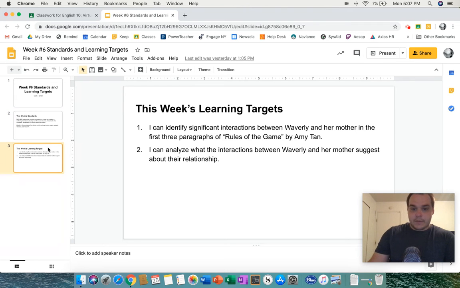If we look at them as far as learning targets are concerned, this week I'm asking you to identify significant interactions between Waverly, who's the main character of the story that you're reading, and her mother in the first 3 paragraphs of Rules of the Game by Amy Tan. And number 2, I can analyze what the interactions between Waverly and her mother suggest about their relationship. So that's our learning targets. That's what we're really dialing in on.